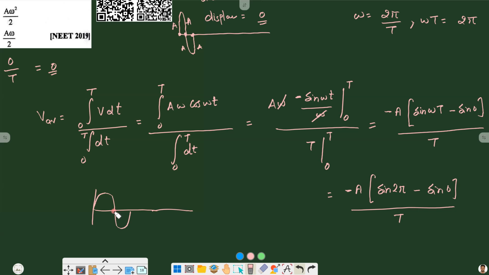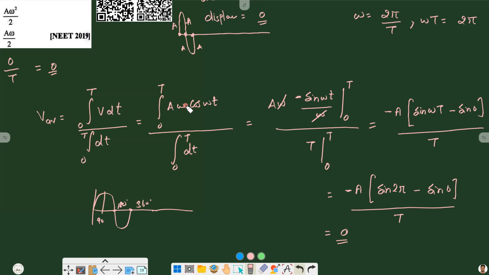Here it is 90 degree, here it is 180, and here it is 360 or 2 pi. So sine 2 pi is 0, sine 0 is already 0, so 0 minus 0 and multiply something is also 0. So using this method we can also find out average velocity, and this method is more useful when you have to find average velocity over say half of the time period or T by 4 of the time period.